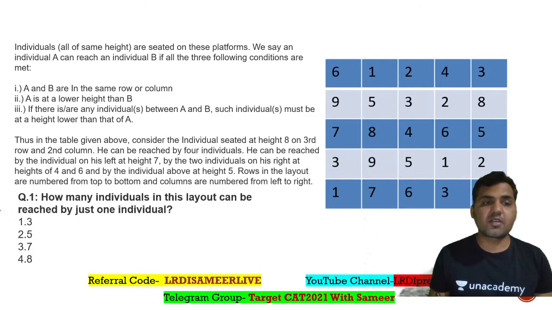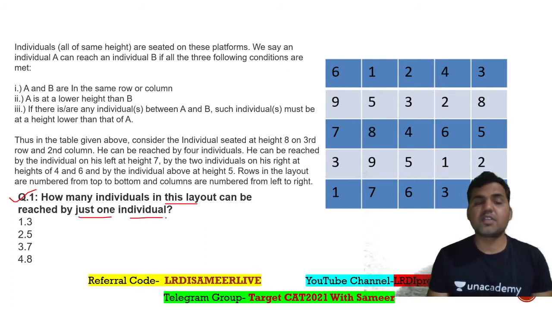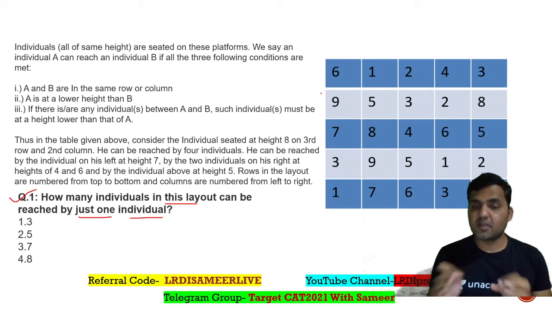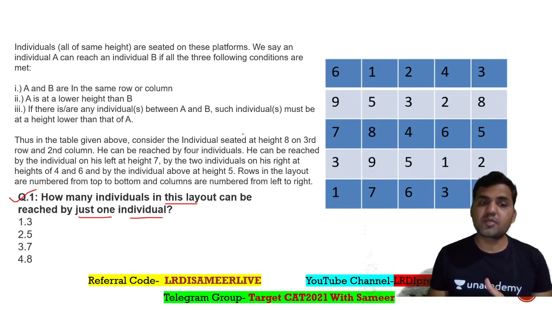Now let's look at question number 1 here. What does question number 1 say? It says, how many individuals in this layout can be reached by just one individual? Now I have to look at the whole matrix, and from each cell I need to find all those individuals sitting at platforms which can be approached by just one individual.